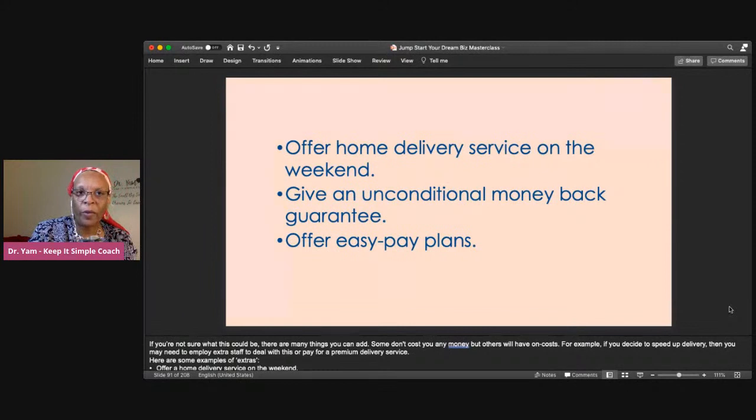So think about that. What is it that you're going to do differently than your competition that's going to stand out? Because people like those types of things, and they want to know: what's worth me leaving who I do business with now to come and do business with you?